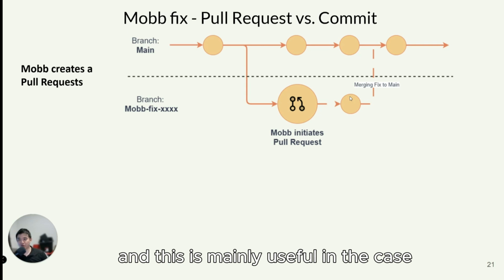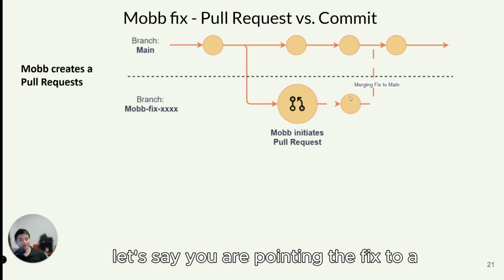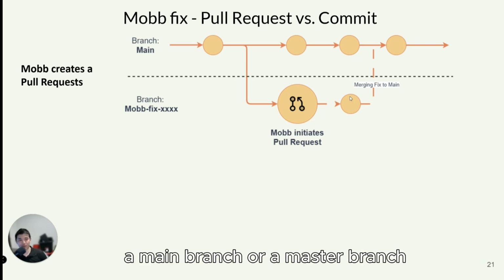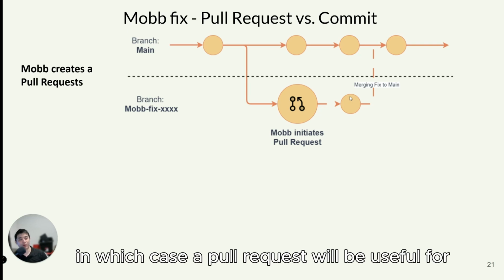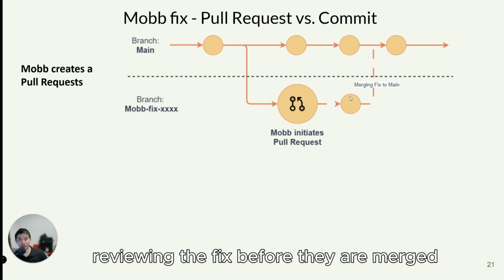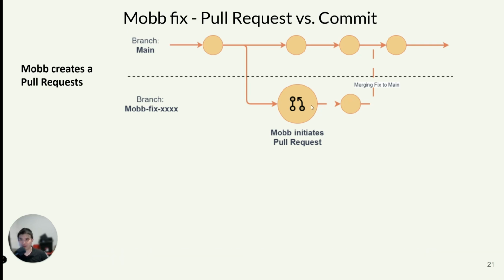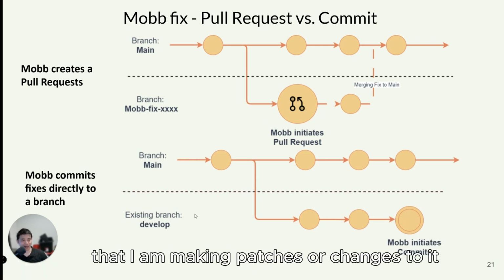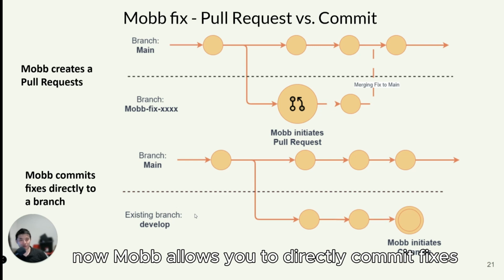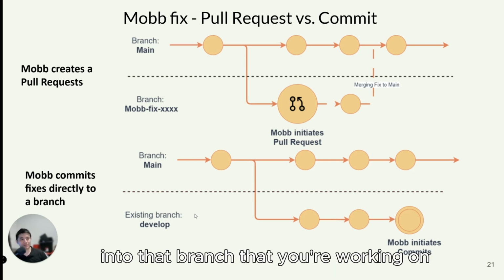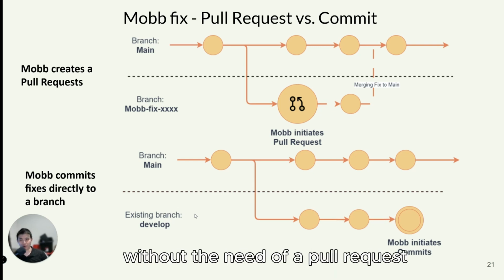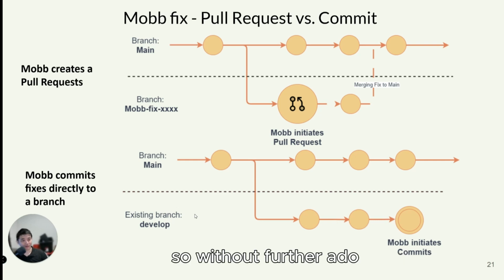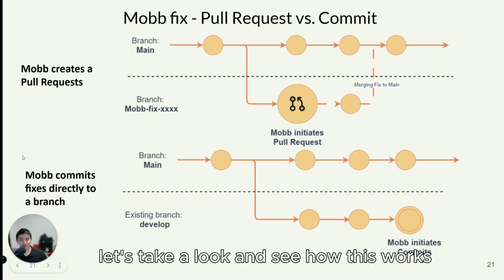And this is mainly useful in the case, let's say you are pointing the fix to a main branch or a master branch, in which case a pull request will be useful for reviewing the fix before it is merged. Now, what if as a developer, I have an ongoing branch, let's say it's called develop, that I am making patches or changes to? Mobb allows you to directly commit fixes into that branch that you're working on without the need of a pull request. So without further ado, let's take a look and see how this works.